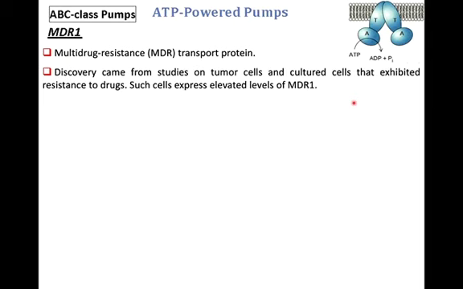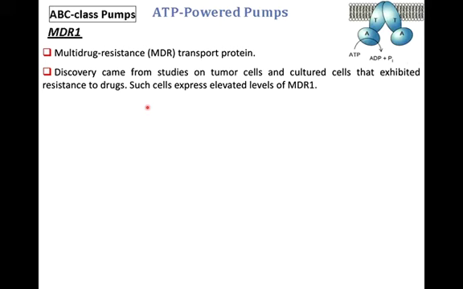So MDR1, its discovery actually came from studies on tumor cells, and cultured cells that exhibit resistance to drug. Such cells express elevated levels of MDR1. In other words, scientists found that when tumors are treated with a certain kind of drugs, these MDR1 proteins have the ability to transport this drug outside from the cell to the exterior. This will lead to a tumor cell that is resistant to the drug. So scientists understood that tumors that are resistant to therapy have to express the MDR protein on their surface.